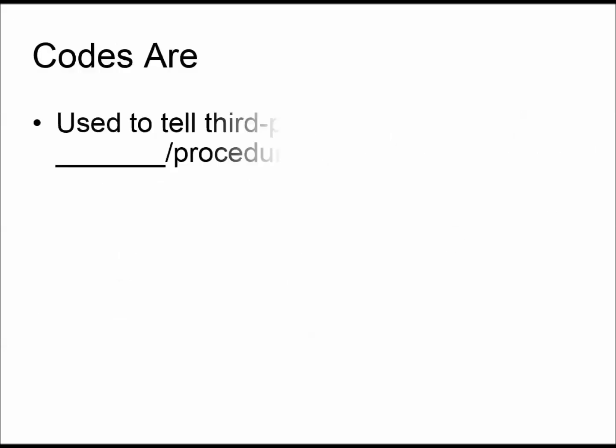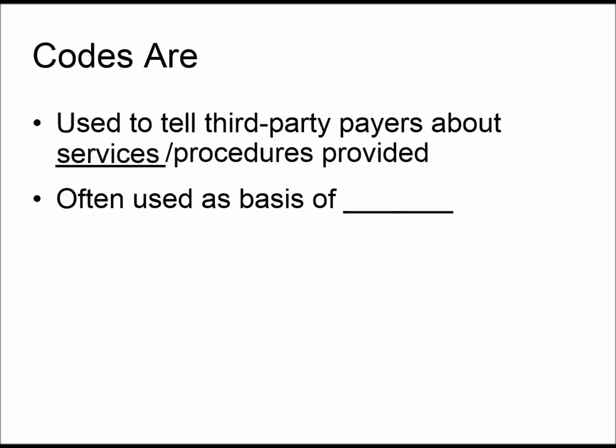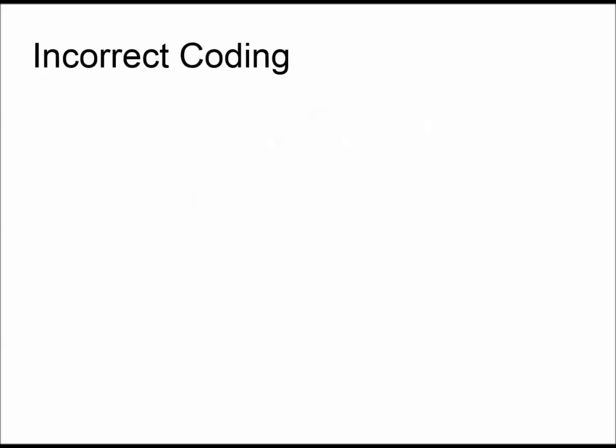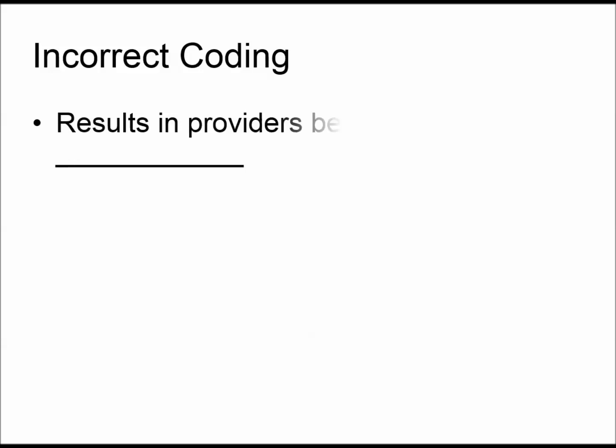Now, codes are also used to tell third-party payers about services or procedures that were provided. They become the basis of payment of claims submitted. They are an unambiguous way to communicate, and it will expedite the claim processing, so reimbursement to the providers is on a much more timely basis.